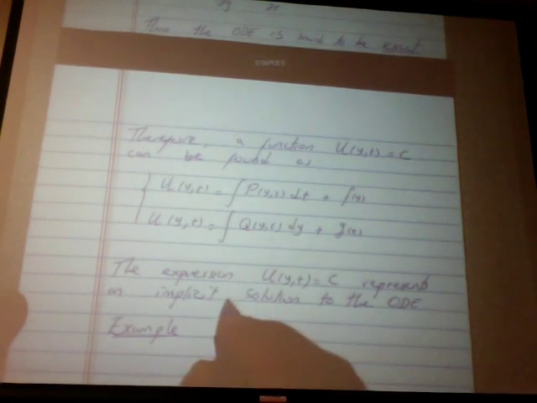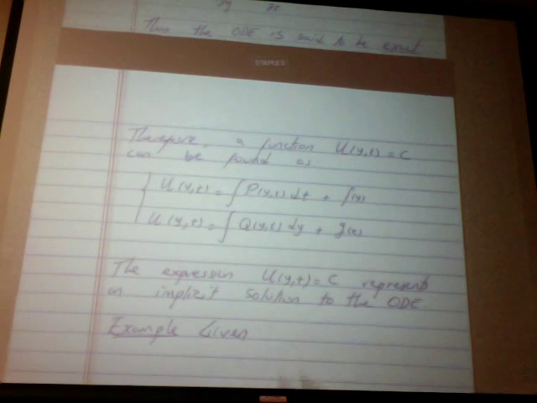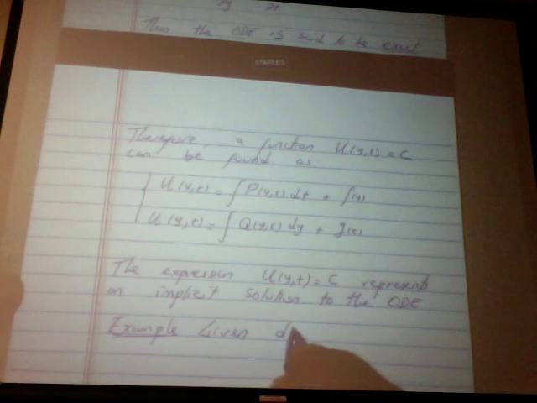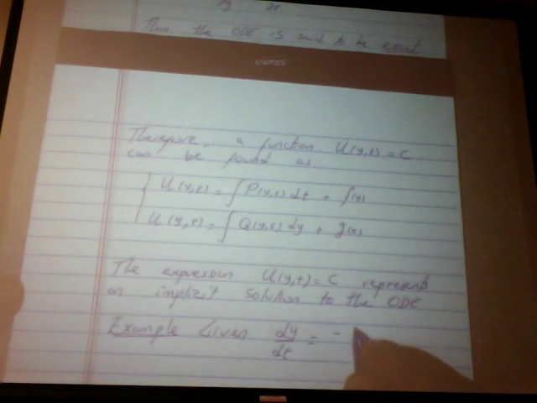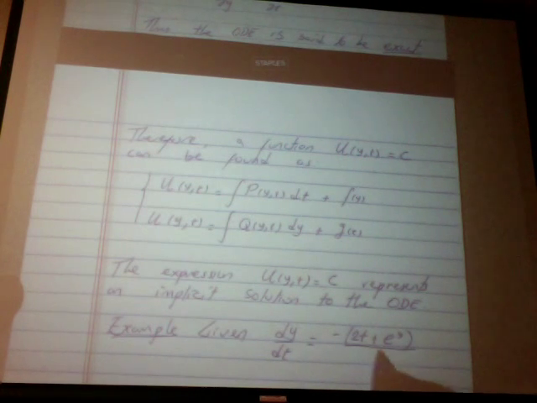Okay, in this case we're not given an initial condition, so we're just to find a general solution. So let's say dy dt equals minus 2t plus e to the y divided by t times e to the y.